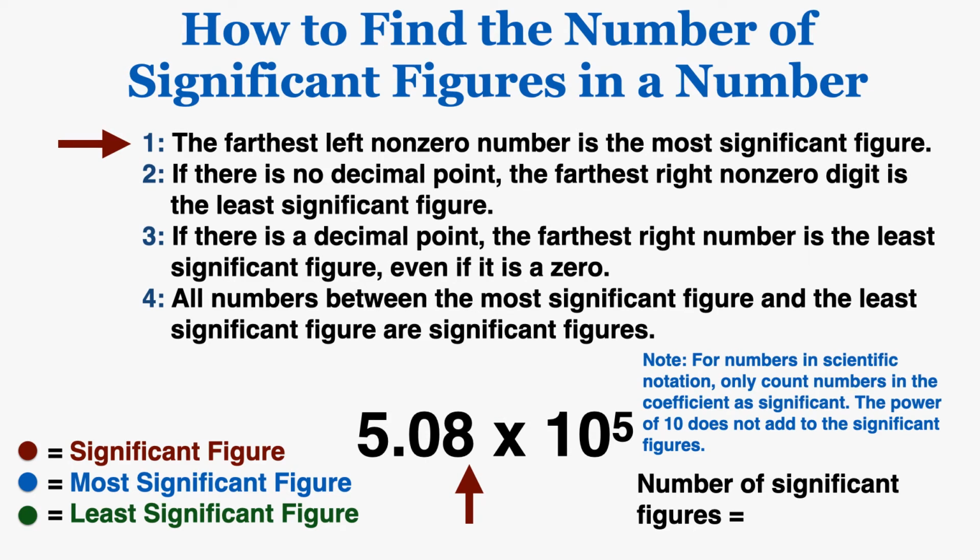For numbers in scientific notation, only count numbers in the coefficient as significant. The power of 10 does not add to the significant figures. So here in scientific notation, I can see that this is the farthest left non-zero number, so that's the most significant. This rule doesn't apply. This rule says the farthest right digit is the least significant figure, so that's going to be this 8. And all the digits in between are also significant figures. So the power of 10 does not contribute to the number of significant figures. So here the number of significant figures is 3. That's how you apply those rules to find the number of significant figures in a number.